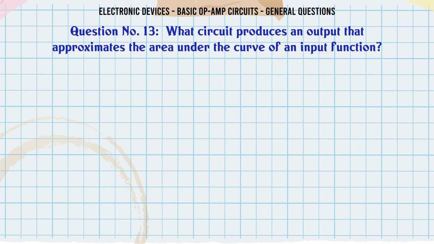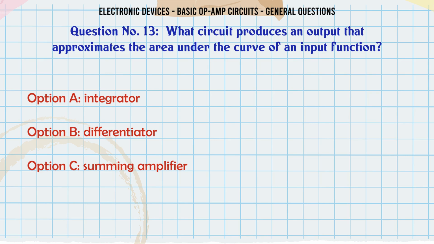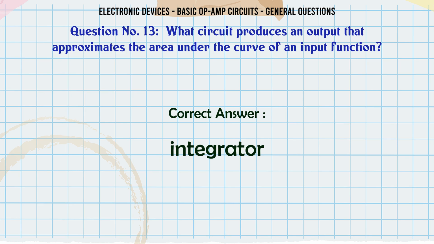What circuit produces an output that approximates the area under the curve of an input function? A. Integrator, B. Differentiator, C. Summing amplifier, D. Comparator. The correct answer is integrator.